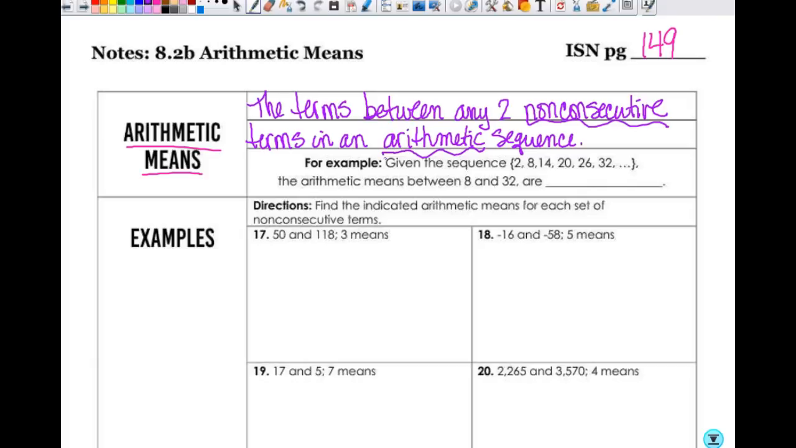So, for example, given this sequence right here, the arithmetic means between 8 and 32 are 14, 20, and 26. Now just think about what it means to be like the average. The arithmetic mean between 8 and 20 is 14, because 8 plus 20 divided by 2 is 14. But when you want more than one average in between, or more than one arithmetic mean, it's basically just the pieces in the pattern there. Okay, so let's see how this works.